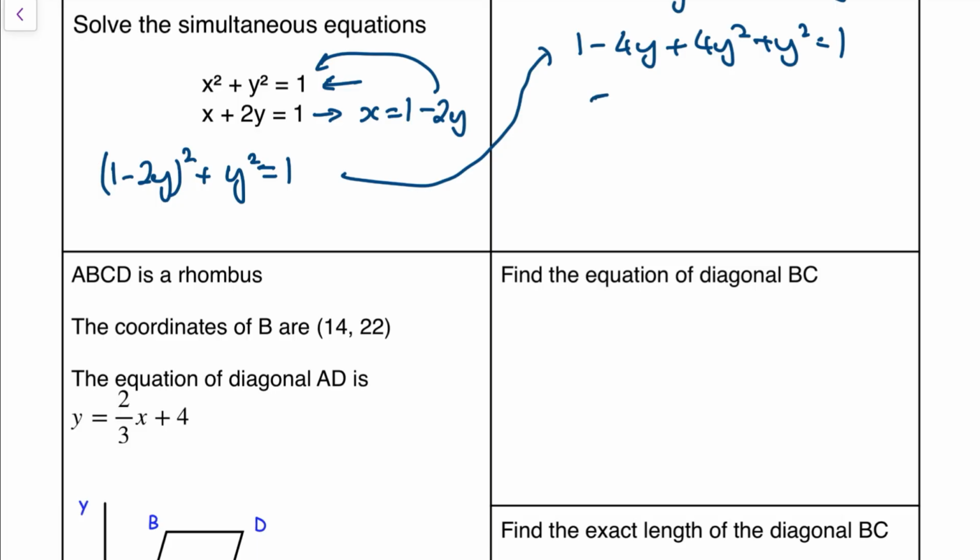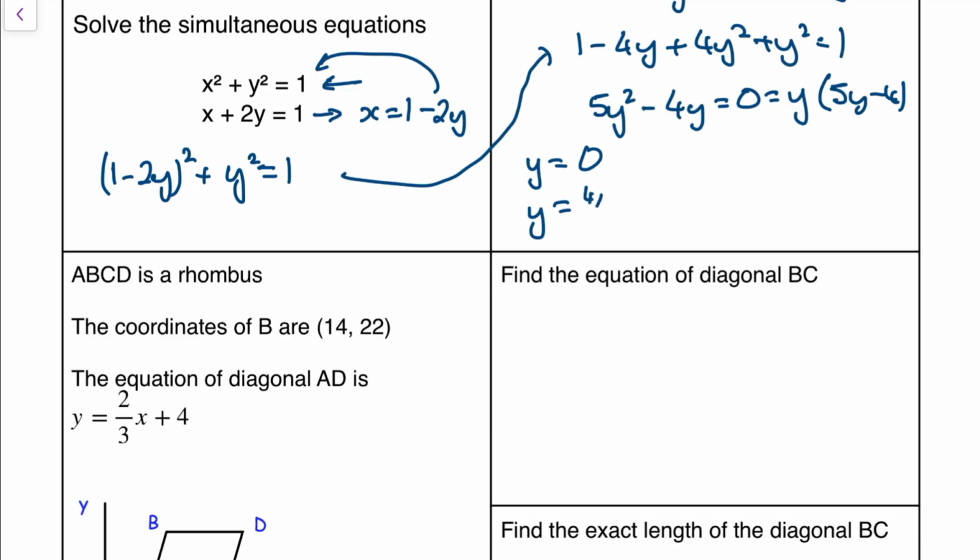So that's going to be 1 minus 4y plus 4y squared plus y squared is equal to 1. Collect everything together, so that's going to be 5y squared minus 4y. Okay, this has suddenly got a bit easier, hasn't it? The 1's cancel, so that equals 0, which is the same as y times 5y minus 4 is equal to 0, which means that y is equal to 0, or y is equal to, solve the brackets, 4 over 5.